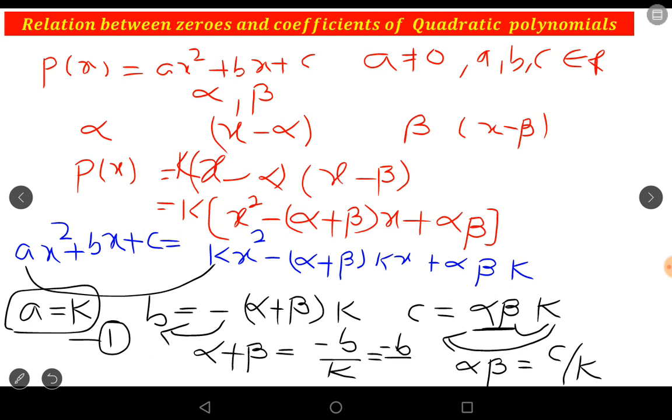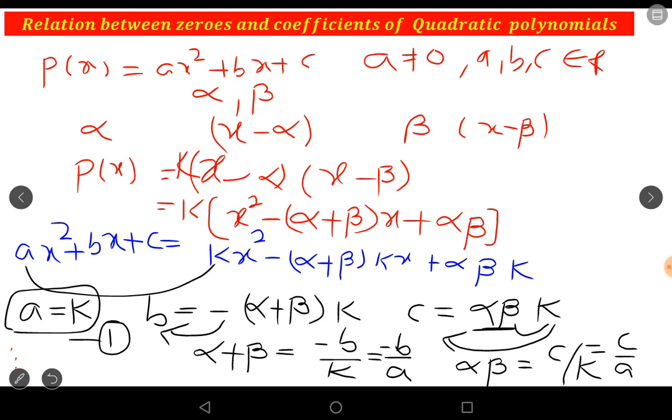So sum of zeros equal to minus b by a. Product of zeros is equal to c by a. This is the relation between zeros and coefficients of the quadratic polynomial. Alpha plus beta is equal to minus b by a. Alpha into beta means product of zeros, equal to c by a. Here c means constant, a means x square coefficient. Sum of zeros equal to minus b by a, minus of x coefficient by x square coefficient.